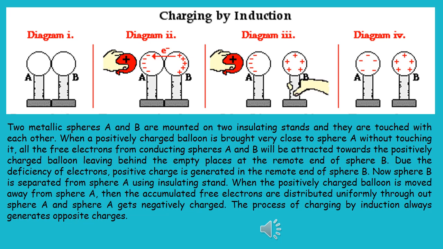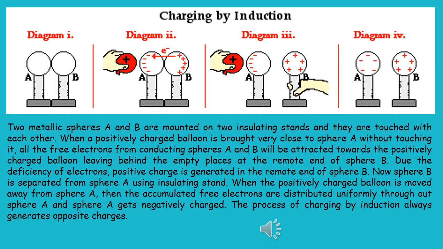When a positively charged balloon is brought very close to sphere A without touching it, all the free electrons from the conducting spheres A and B will be attracted towards the positively charged balloon, leaving behind the empty places at the remote end of sphere B. Due to the deficiency of electrons, positive charge is generated in the remote end of sphere B.